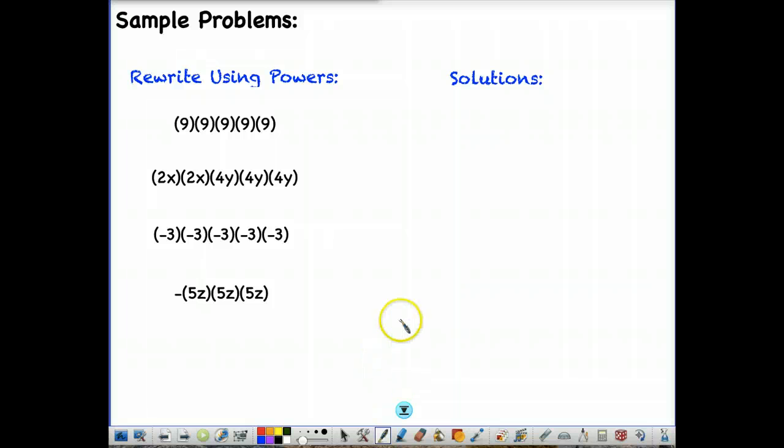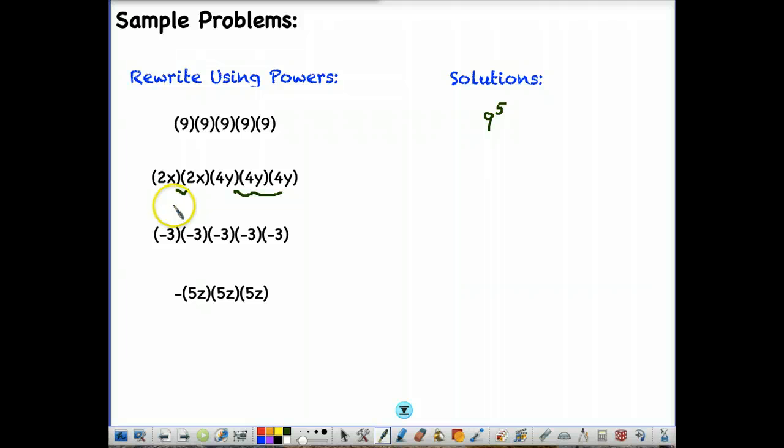All right, let's do some more sample problems. So let's practice using our exponents. We are given some expressions here. Let's rewrite these using powers, because this is really long and difficult to write. So if we use powers, that'll be a little easier. So up here we have 1, 2, 3, 4, 5 nines. So I can write 9 to the 5th power. Down here I have 2 of the 2 times x's, and I have 3 of the 4 times y's.